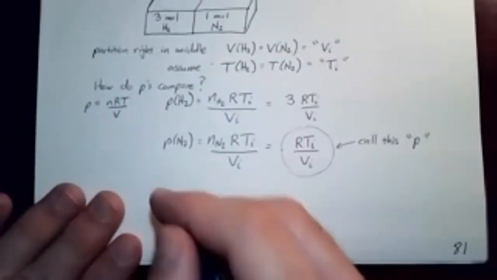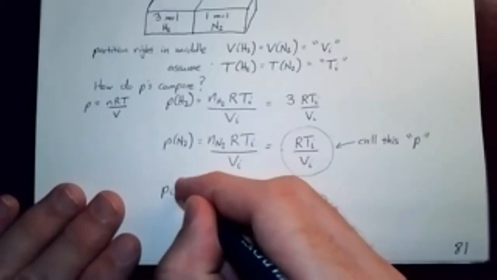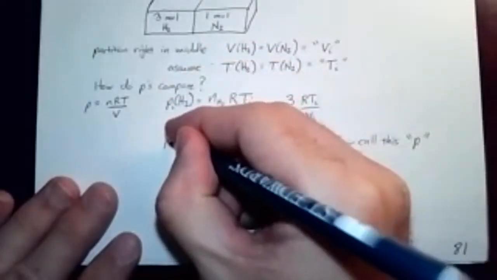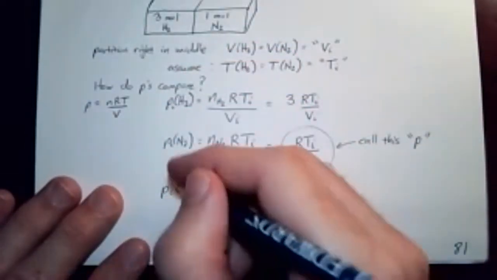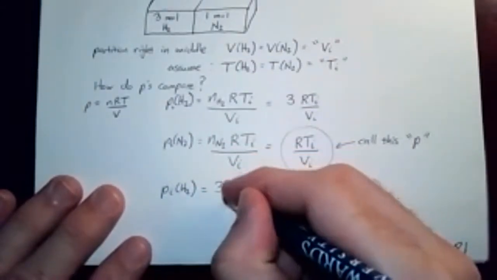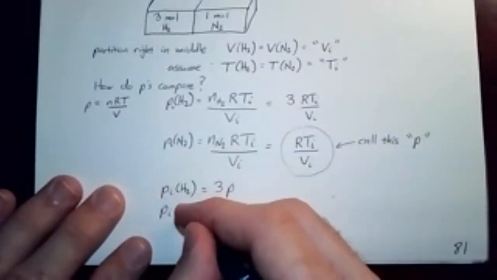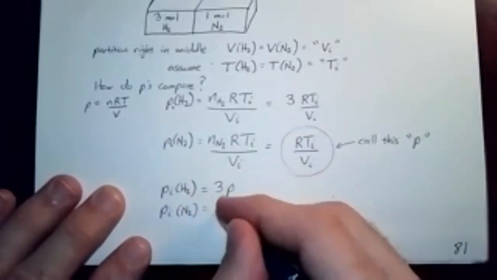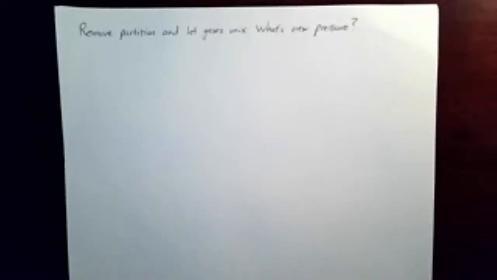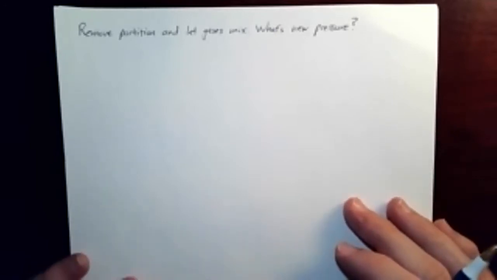Okay, so using that notation, the initial pressure of H2 is equal to 3P, and the initial pressure of N2 is equal to P. Now we're going to remove the partition and let the gases mix. So we remove the partition and let the gases mix. So what's the new pressure?